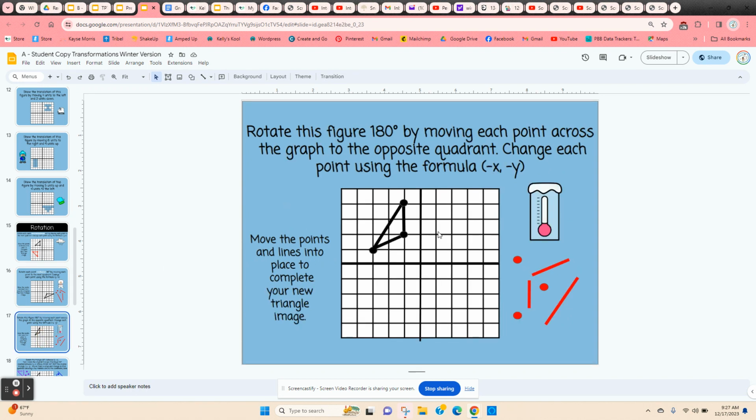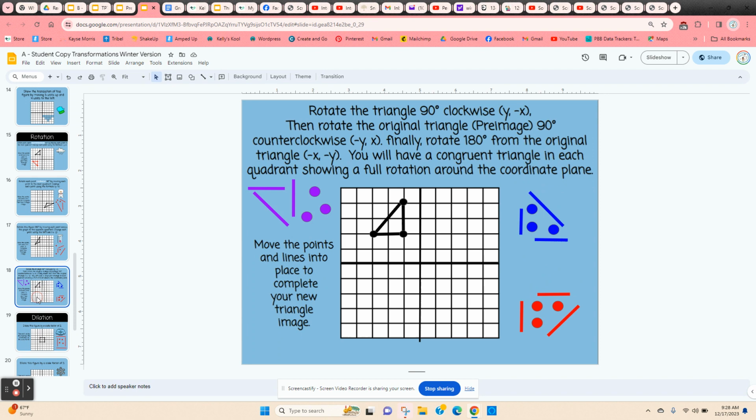The next one will be rotating 180 degrees. Well, that will put it in the opposite quadrant, quadrant 4, and we're using a new formula here. It just changes the sign of the coordinates. Now, on the final slide for rotation, and then teachers have all of the completed slides, so you can check these. They're going to use 3 different rotations. And the students are given the formulas for all 3.